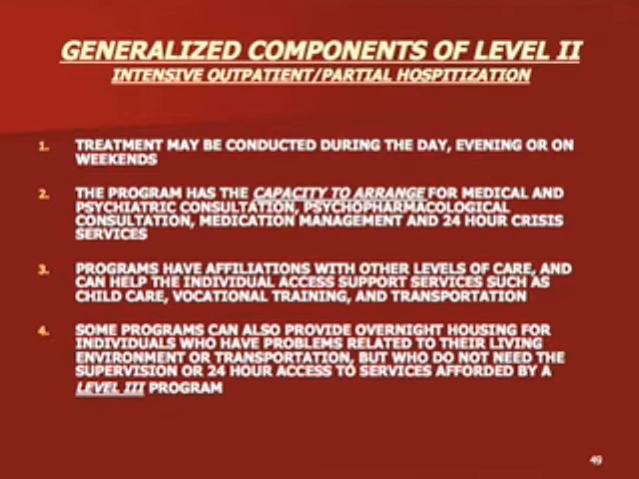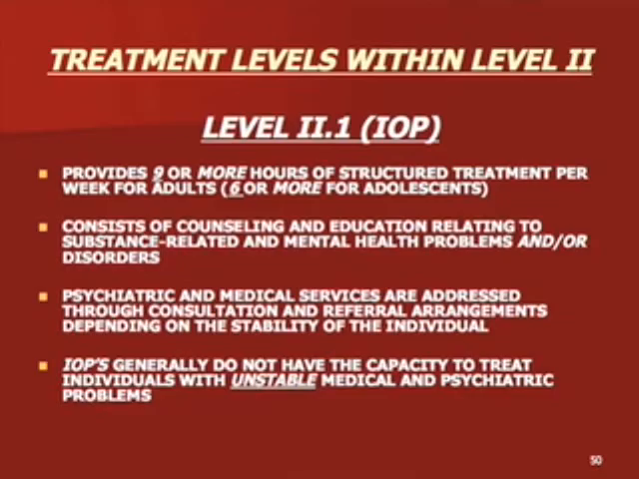Also, some programs can provide overnight housing for individuals who have problems related to their recovery environment but don't need 24-hour supervision. That's a level 2, and those are the generalized components. So level 2 is intensive outpatient and also partial hospitalization. In level 2.1, which is your IOP, you are providing 9 or more hours of structured treatment a week for the adult population, or 6 or more hours per week for the adolescents.